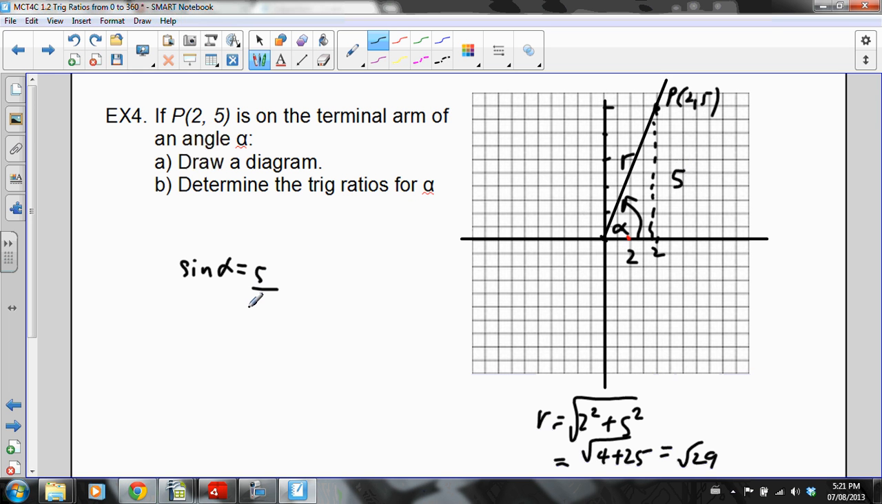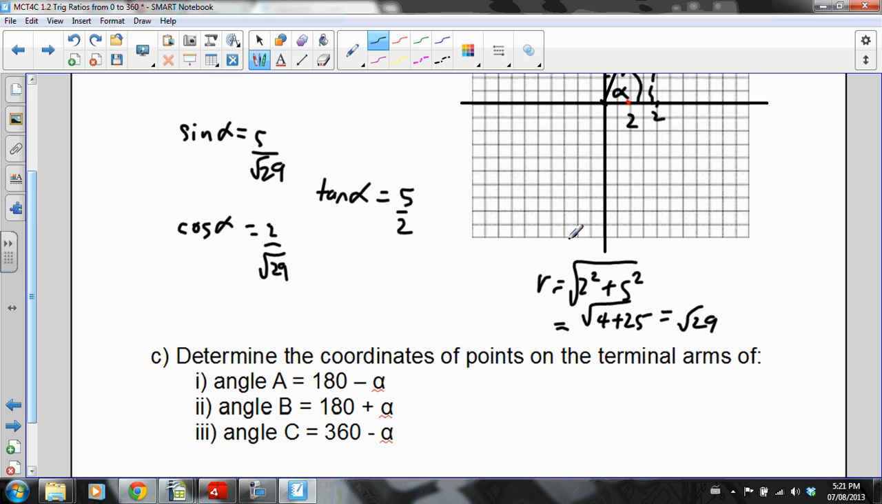So sine of alpha is 5 over the square root of 29. Cos of alpha is equal to adjacent over hypotenuse, or the x-coordinate over the hypotenuse, and the tangent is good old 5 over 2, y over x. That's not it. Can't be.